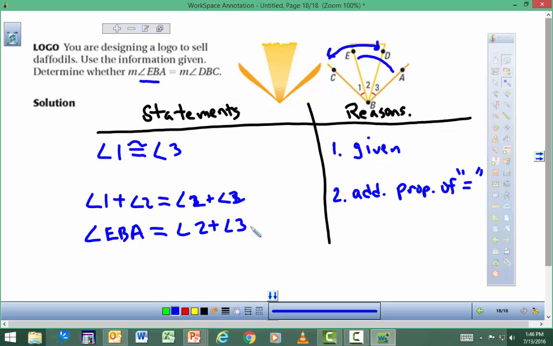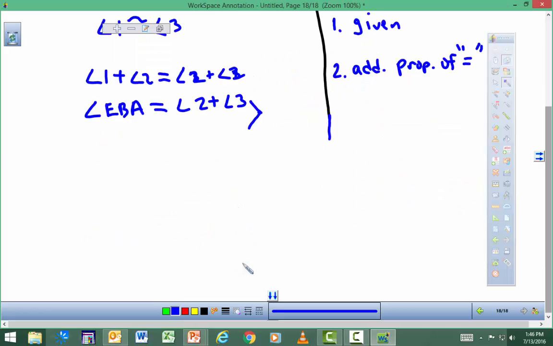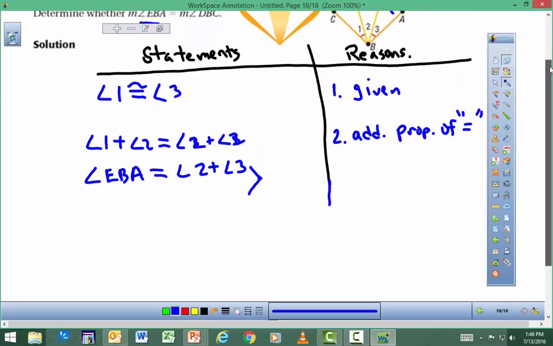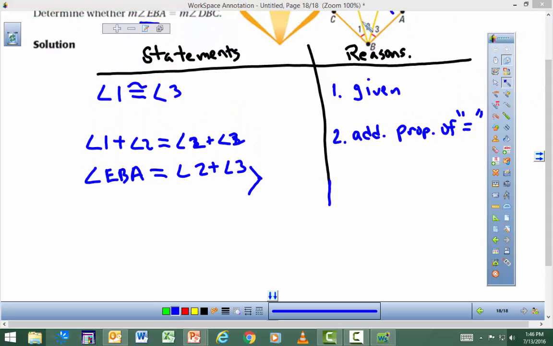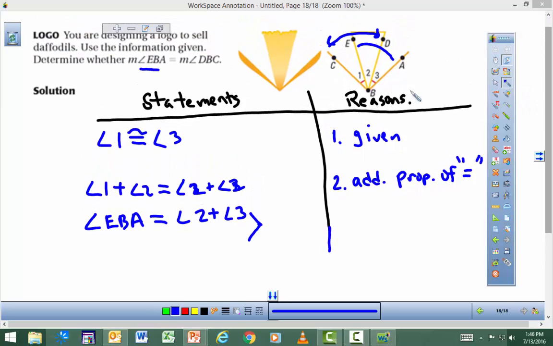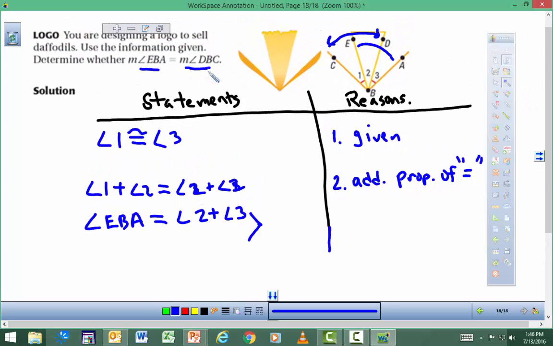And at the same time, I'm going to do a similar idea. Okay, I'm going to say, what are those two angles added to? And that's called DBC. So I'm going to say angle DBC.